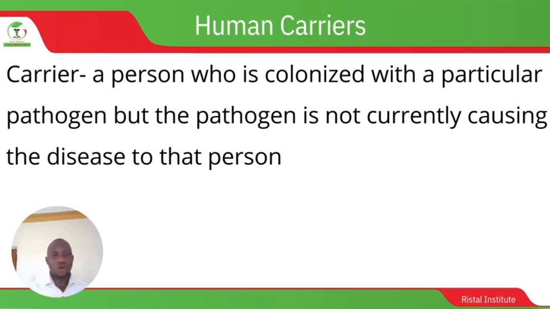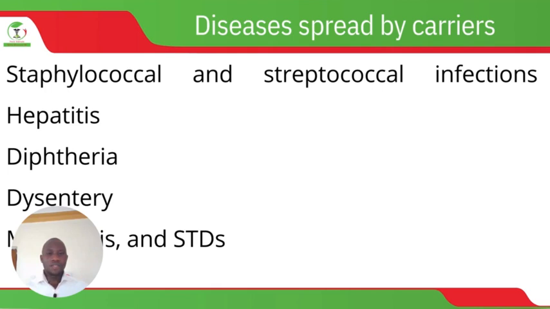So we have individuals that we call carriers. These are individuals who harbor a pathogen, and they are not experiencing the physical signs and symptoms associated with the disease that is being caused by the pathogen, but they have the ability of spreading this pathogen to other individuals, and then they can catch the disease caused by the pathogen. So those are what you call carriers. So diseases that can spread through carriers, for example, diphtheria, dysentery, meningitis, and some STDs, and also infections caused by Staphylococcus and Streptococcal infections.